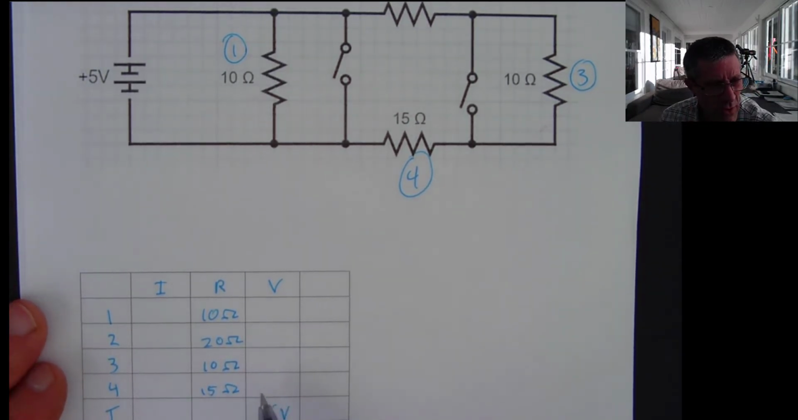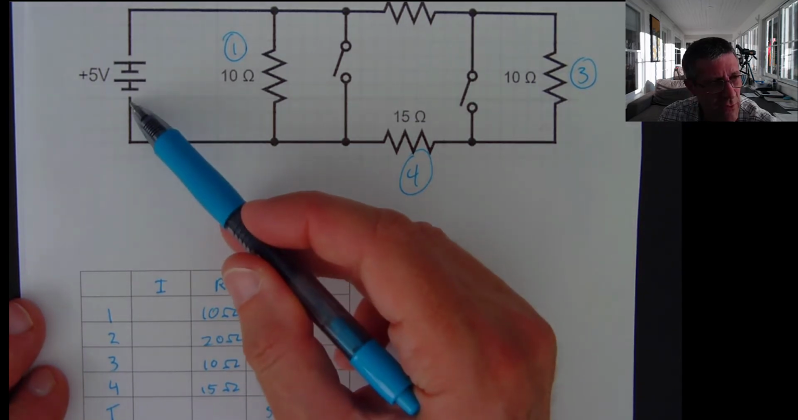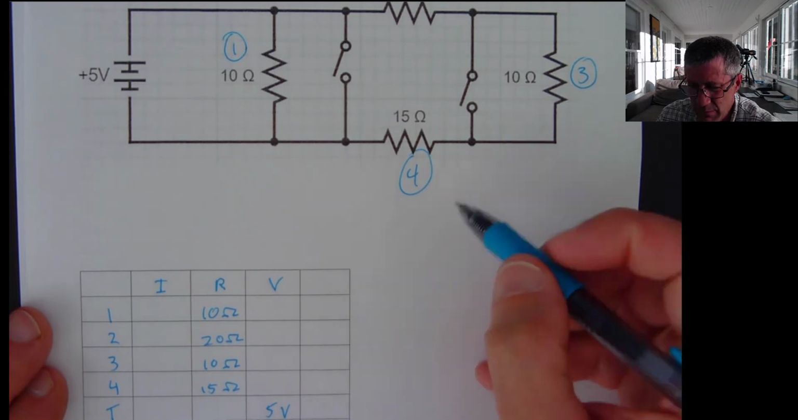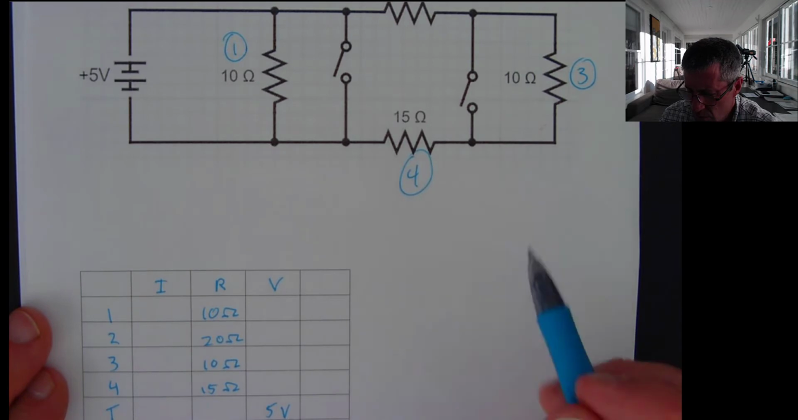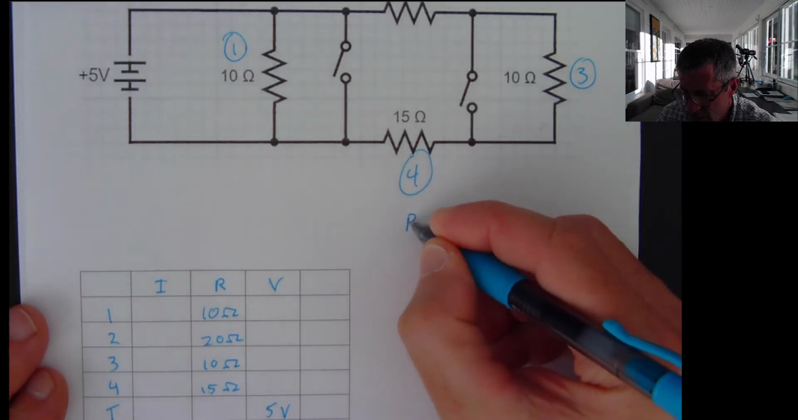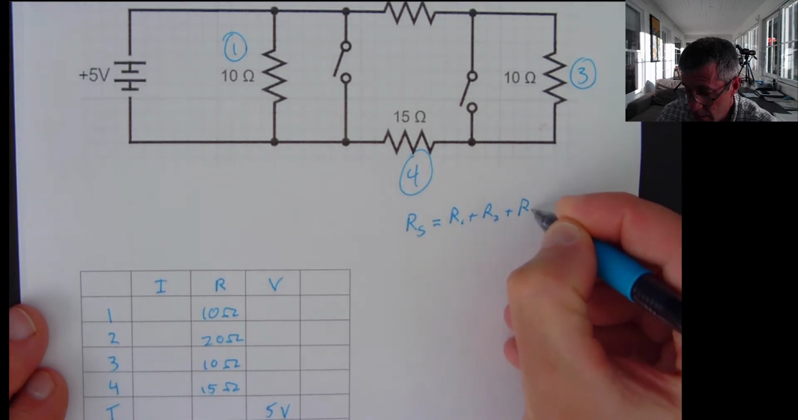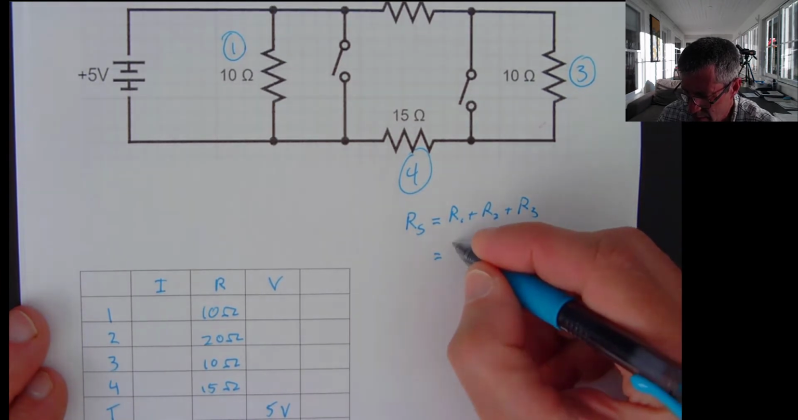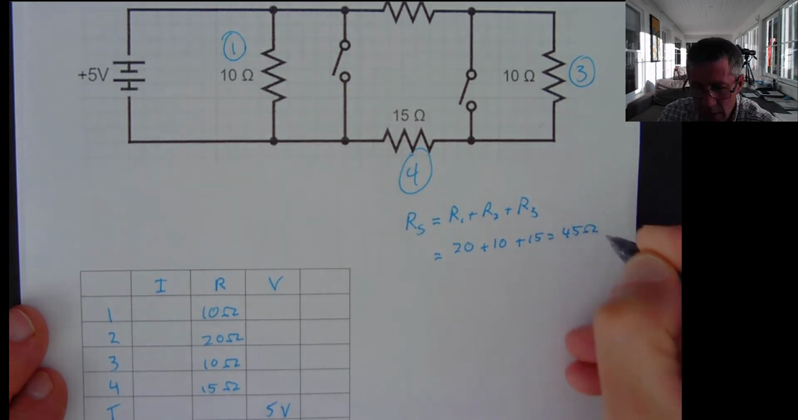I'm going to try to work my way to fill in everything on this table, and then I'll be able to know the current that's passing through any of these points, including the total current that's leaving the battery and arriving back at the battery. My way to do this is to simplify my circuit. Here I have 3 resistors that are in series. I can just add together the resistance of those. I can replace those 3 resistors with one that has 20 ohms plus 10 ohms plus 15 ohms, which is 45 ohms of resistance.